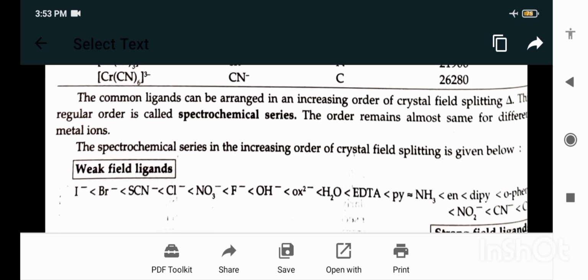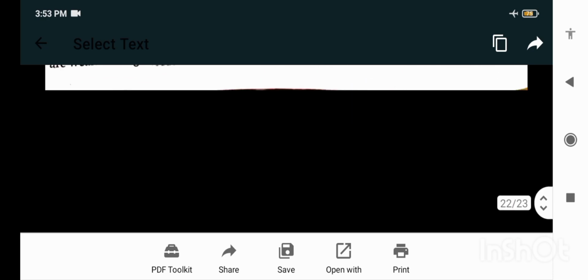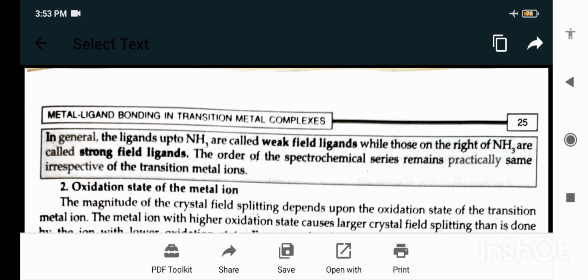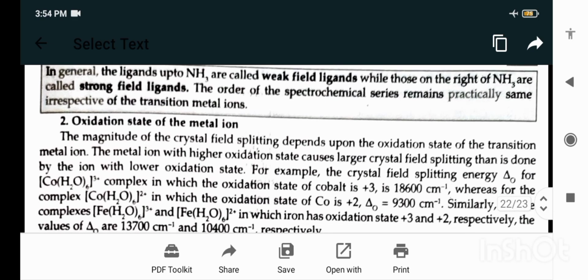The spectrochemical series is in the increasing order of crystal field splitting. In general, the ligands up to ammonia are called weak field ligands, while those on the right of ammonia are called strong field ligands. The order of the spectrochemical series remains practically the same irrespective of the transition metal ion. Oxidation state of the metal ion.